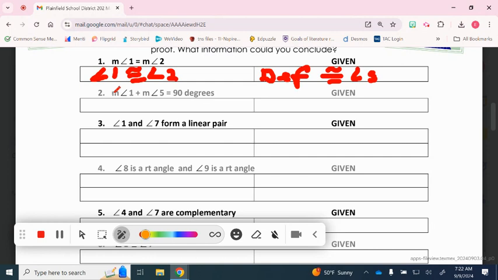So you would state angle 1 and angle 5 are complementary. And obviously do a much better job than I did, right?